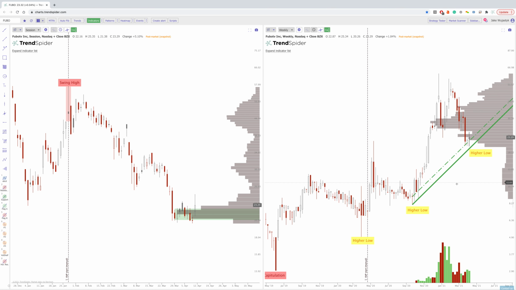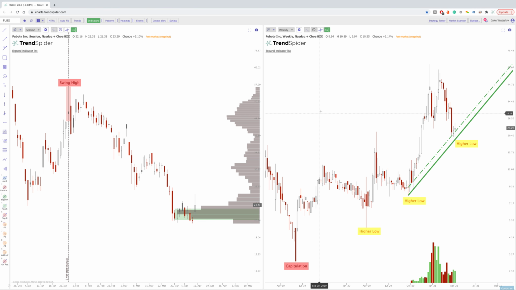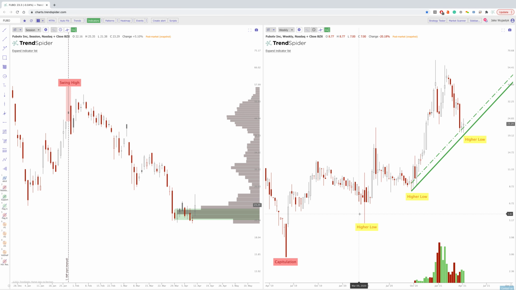And one thing with FUBO is a lot of people are talking about, oh, FUBO's dead, whatever. Well, if you look at FUBO over the last year and a half, FUBO is hitting higher lows consistently. And so, yes, we've pulled back, but you can also see that we're still much higher than we were back in 2019.